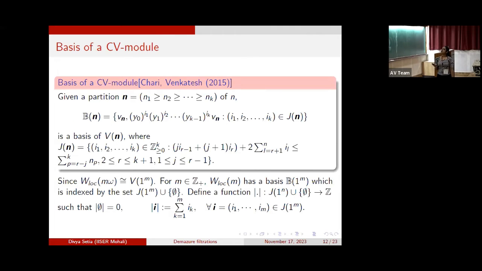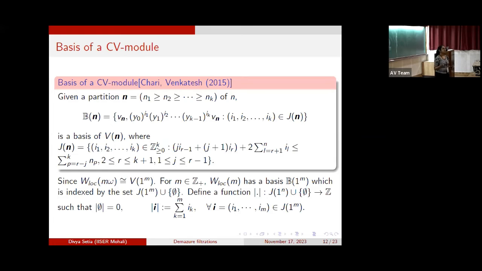The next main motive is to prove the conjecture that the tensor product of two local Weyl modules has a filtration by level 2 Demazures. So we define this basis. This is the basis of the CV module, which was defined by Chari and Venkatesh in 2015. It's a basis of the CV module dependent on this set. And then we can identify the local Weyl module as a CV of V1 raised to power m.